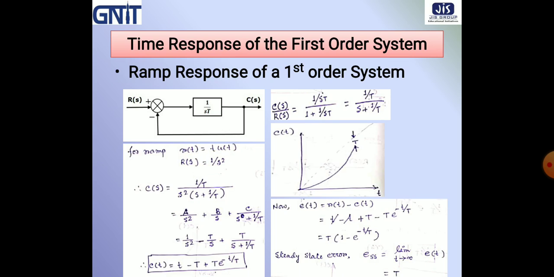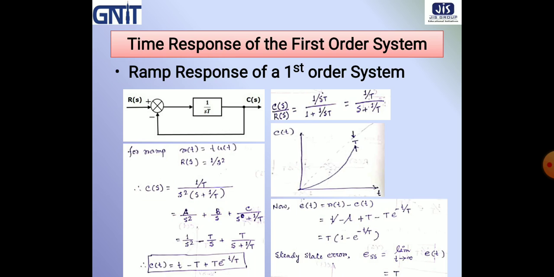Now, if we put the value of R(s) in this particular equation, then we can get C(s) like this. Then C(s) will be 1 by T divided by s square into s plus 1 by T.